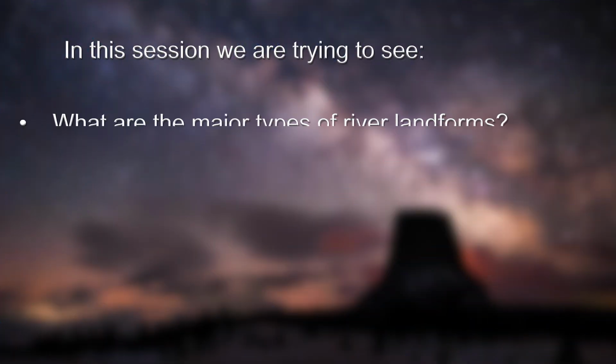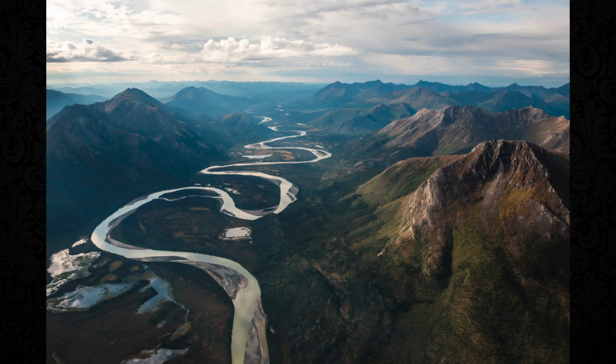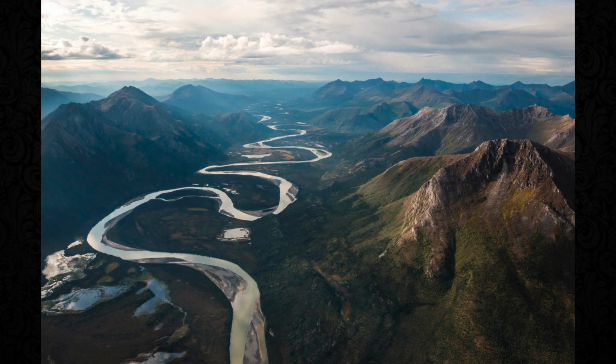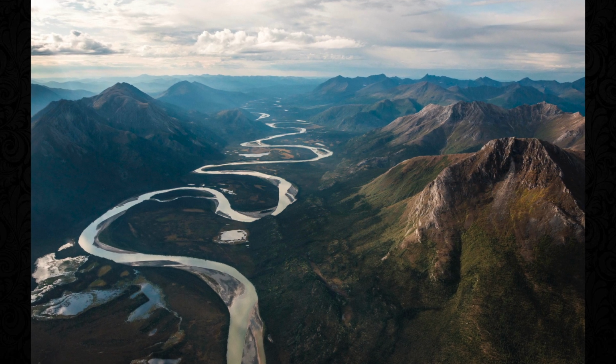In this section, we are trying to see what are the major types of river landforms, what are erosional landforms, and how they are formed. Fluvial landforms are created through the action of running water or streams. The fluvial landforms are of different types. They differ from each other in terms of the process of their formation.